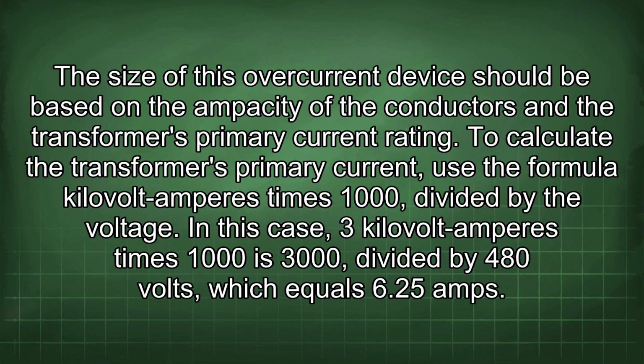The size of this overcurrent device should be based on the ampacity of the conductors and the transformer's primary current rating. To calculate the transformer's primary current, use the formula kilovolt-amperes times 1000 divided by the voltage. In this case, 3 kilovolt-amperes times 1000 is 3000, divided by 480 volts, which equals 6.25 amps.